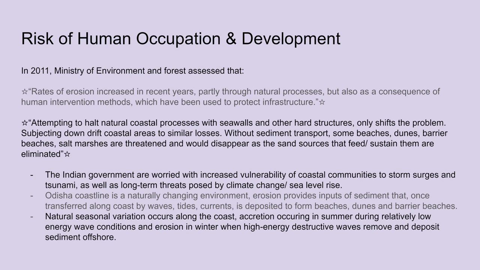So the Indian government are worried with the increasing vulnerability of coastal communities to storm surges and tsunamis, as well as long-term threats posed by climate change and sea level rise. The Odisha coastline is a naturally changing environment. Erosion provides inputs of sediment that, once transferred along the coast by waves, tides, and currents, is deposited to form beaches, dunes, and barrier beaches. The natural seasonal variation occurs along the coast. Accretion occurs in the summer during relatively low energy wave conditions, and erosion in the winter when high energy destructive waves come and deposit sediment offshore.